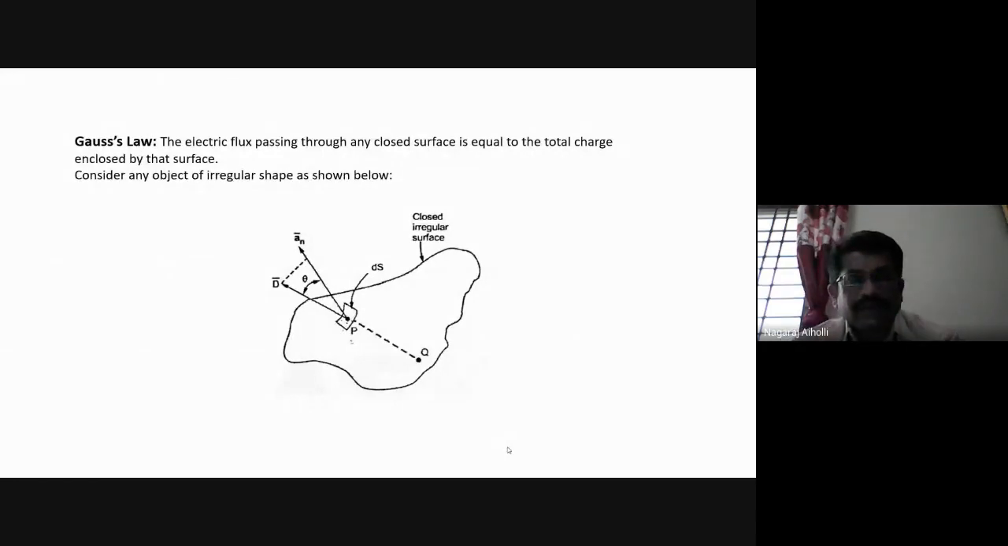That means if you are considering any irregular shape object, this is some object which has an irregular shape, a closed surface. It should be a closed surface, remember, that is important. This is a small area I have considered, ds. This is the unit vector an bar at the point P, which is perpendicular to the surface ds, the normal component. Then D bar is the electric flux density. There is some angle between D bar and an bar.